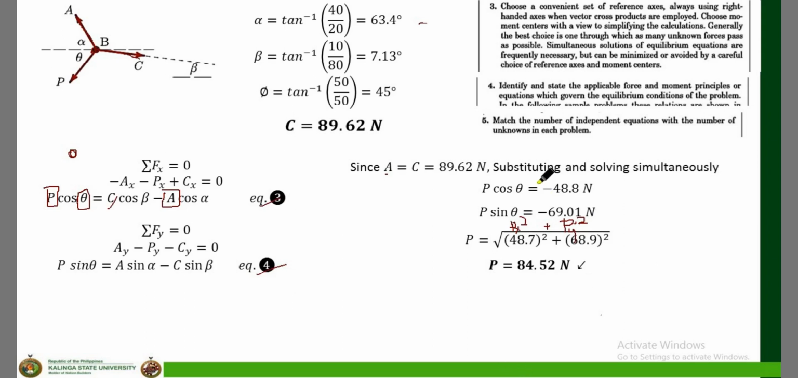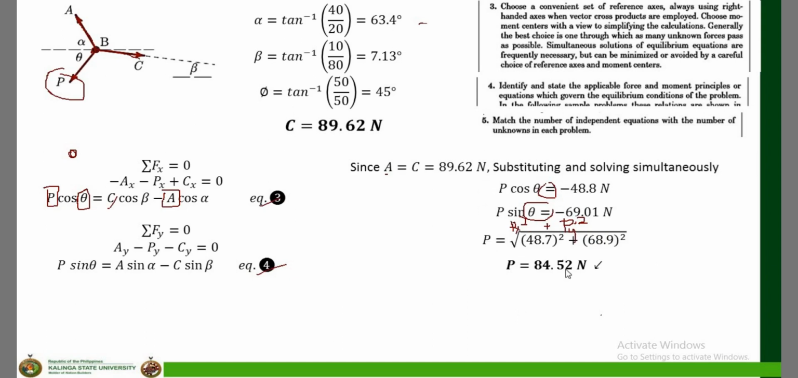Now, regarding the negative values, let's look at the direction of force P: to the left and downwards. To the left, that is negative. Downwards, that is also negative. Therefore, the value of P is equal to 84.52 newtons. Take note of the direction of your force P.